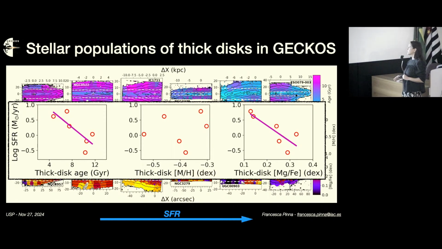But for ages and magnesium over iron, we clearly see that in this GECKOS sample, the more quiescent galaxies have thick disks that are very old, and they are alpha enhanced. This doesn't happen in the strongly star-forming galaxies, where we don't have this enhancement, and where the thick disks are actually much younger.